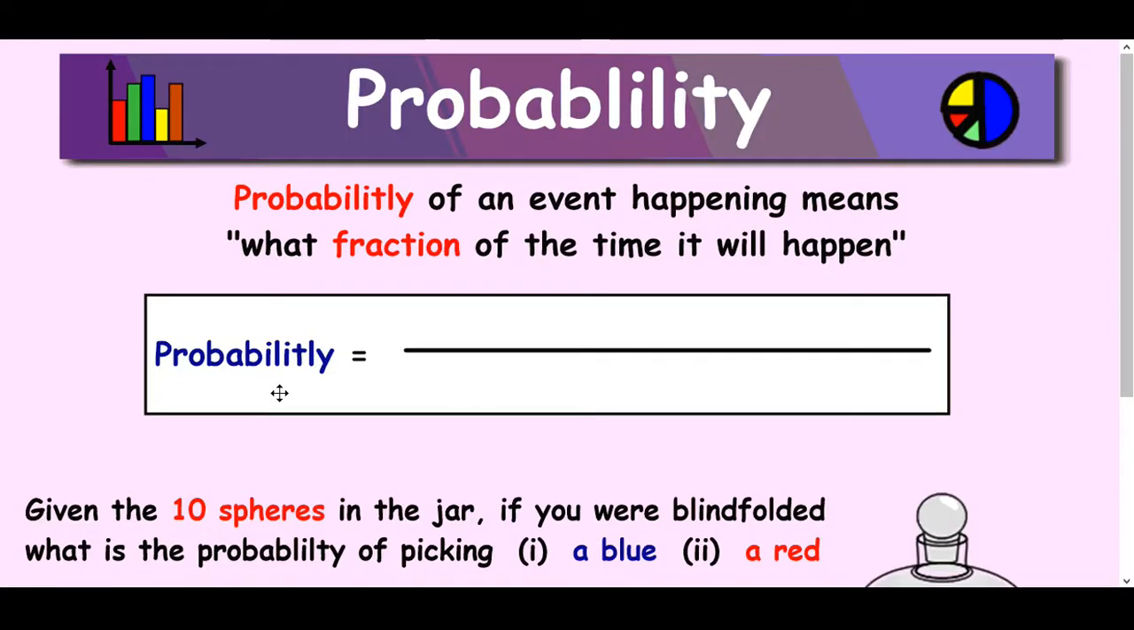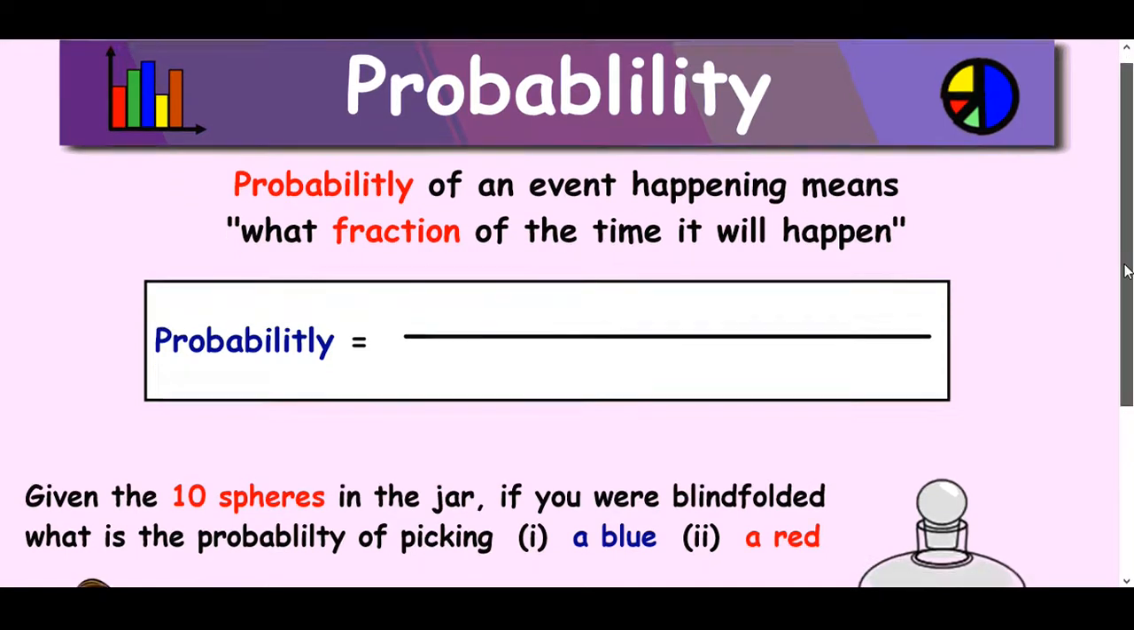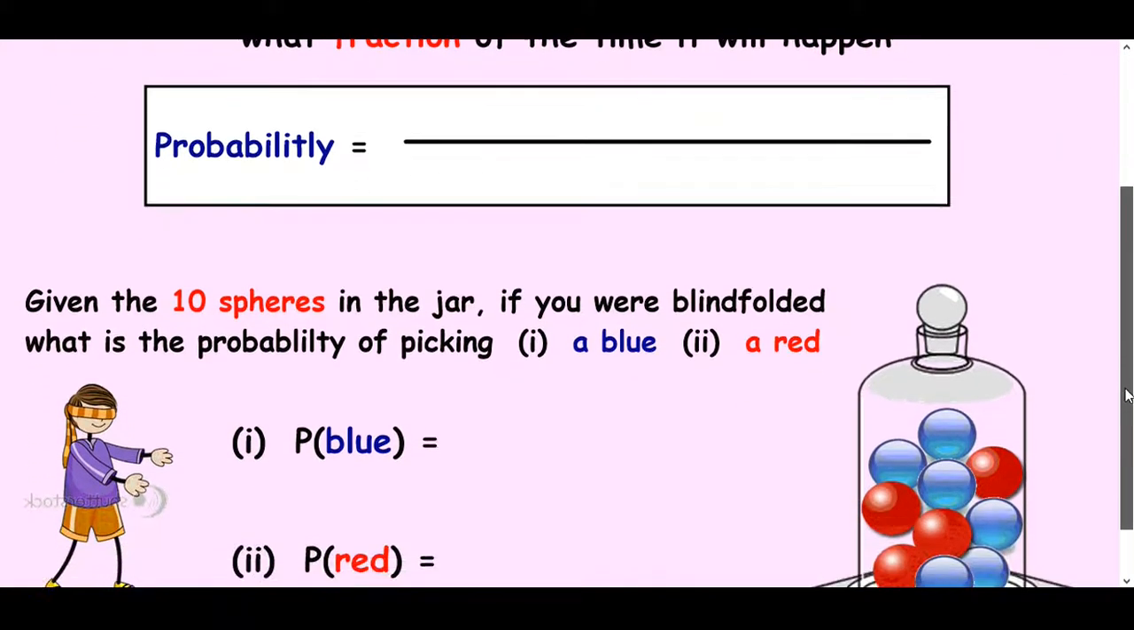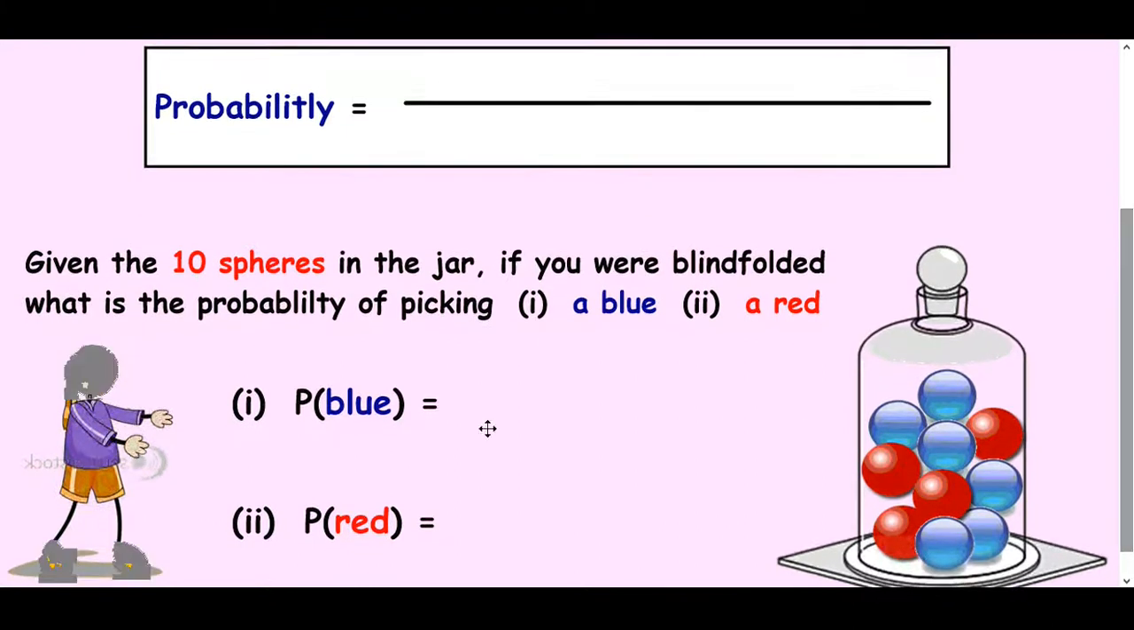Right, let's look more at writing it as a number or a fraction and so on. So, the probability of an event happening means what fraction of the time it will happen. Now, to understand that, I've got a wee example down here. I've got this person here. There's 10 spheres in the jar. And if you're blindfolded, what's the probability of picking a blue, firstly, and the probability of picking a red?